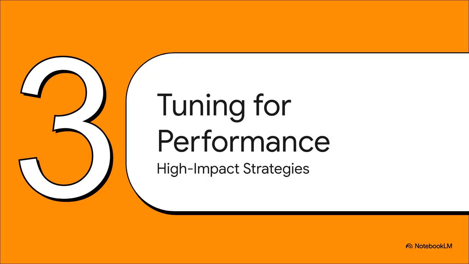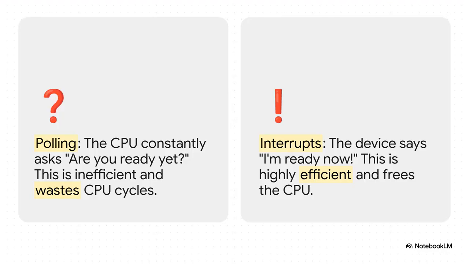Okay, so we found the problems. Now for the fun part, fixing them. Let's look at some concrete, high-impact strategies to get your system running at peak performance. This slide perfectly contrasts two fundamental approaches to how your CPU talks to other hardware. You've got polling, where the CPU is basically like an impatient kid in the back of a car going, "Are we there yet? Are we there yet? Are you ready?" It's super inefficient and just wastes CPU cycles. Then you have interrupts, which is so much smarter. The device just tells the CPU, "Hey, I'm ready now." This frees the CPU up to do actual work.